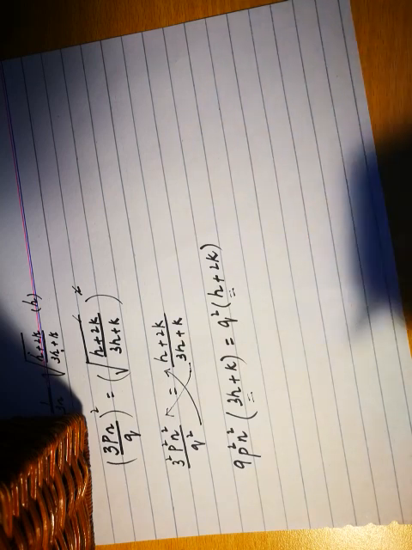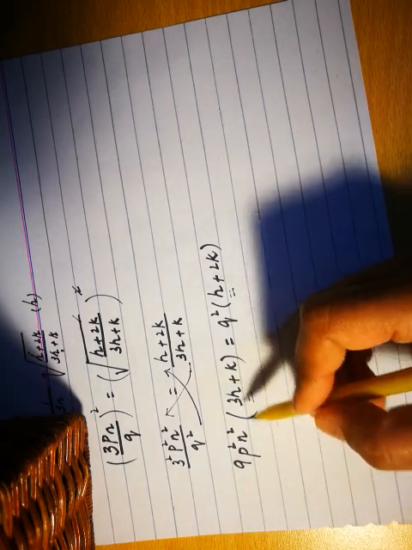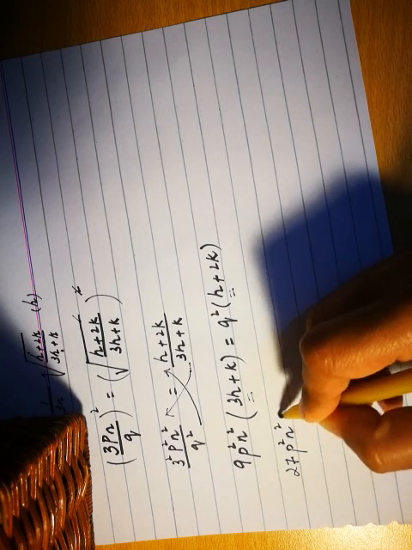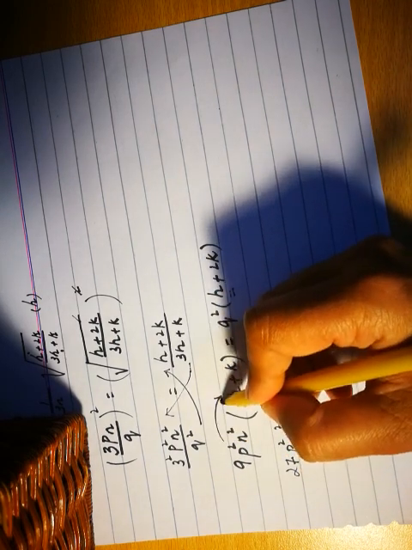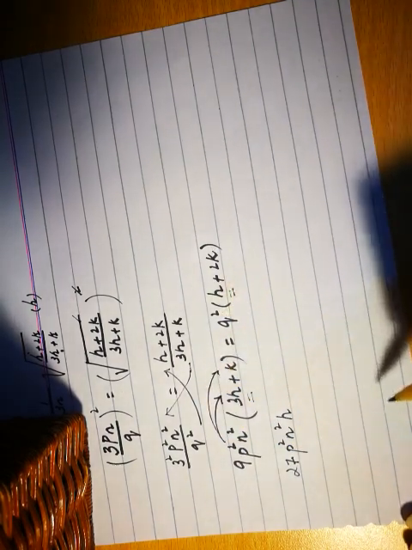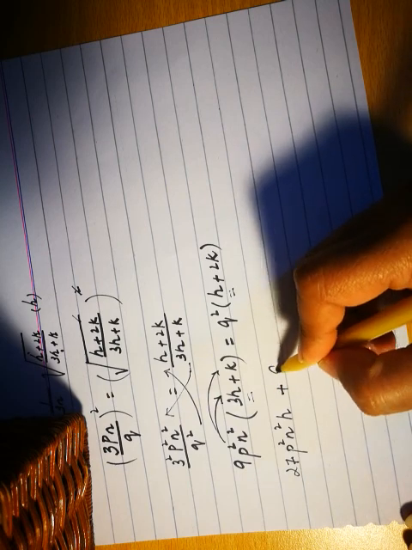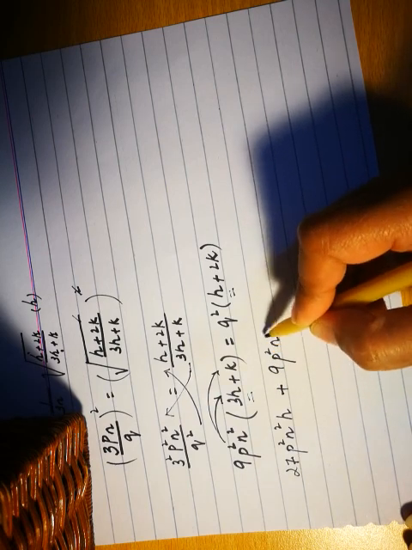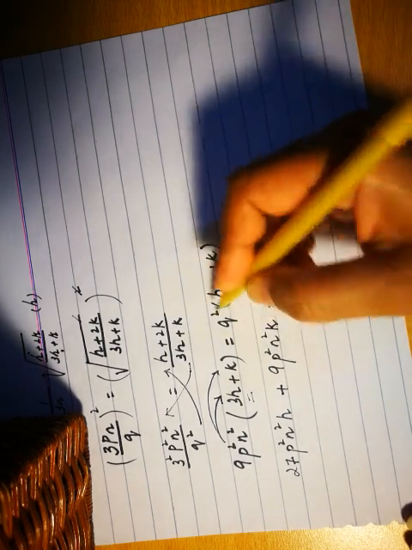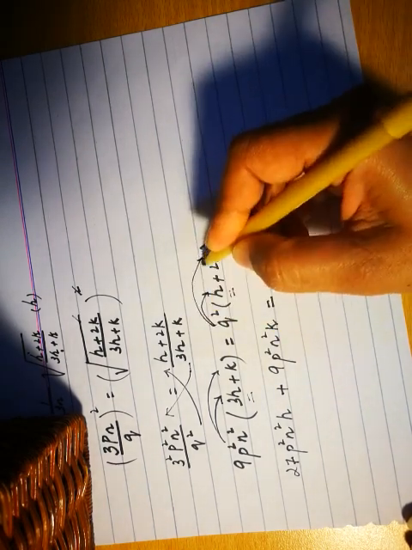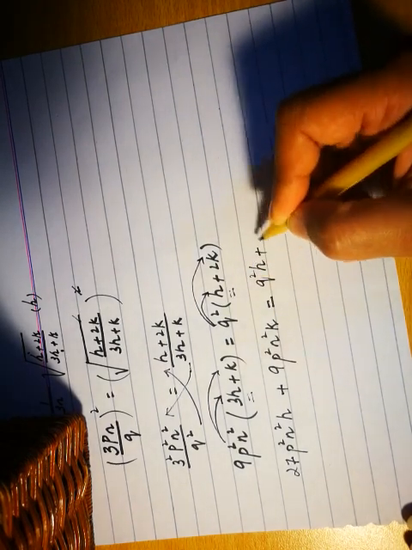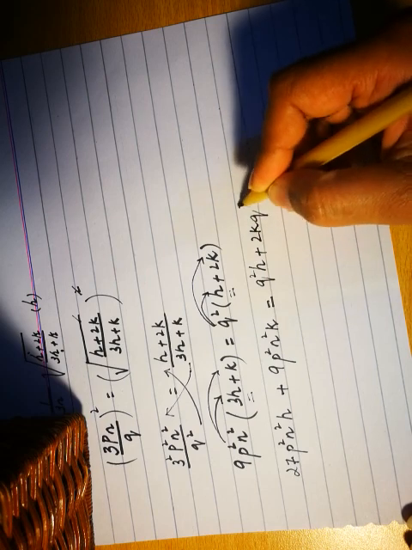So let's do it. First of all, 9 times 3 will give me 27 p square n square h. This is how I'm going to multiply. Then this will be multiplied by this. What does it mean? Plus 9p square n square k is equal to. Now I'm going to multiply q square by each of the terms: q square h plus 2k q square.